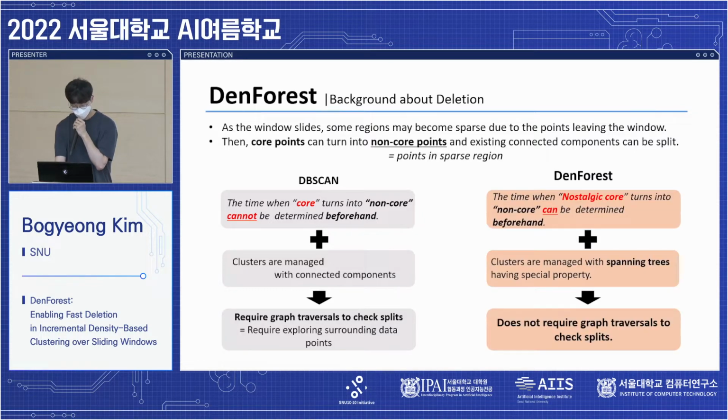To avoid this problem, we propose the DenForest algorithm. DenForest introduces no-stage cores. The time when a no-stage core turns into non-core can be determined beforehand. Also, with no-stage cores, clusters are managed with a spanning tree having a special property. With the special property, it does not require any graph traversals to check splits.